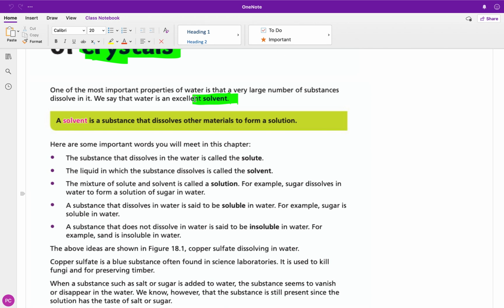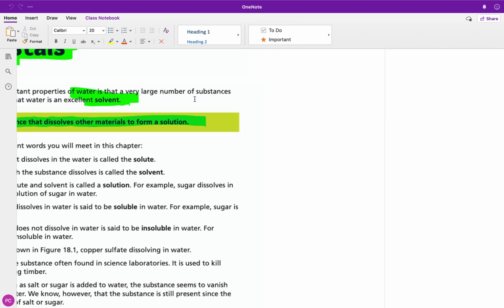So a definition that you need to know: a solvent is a substance that dissolves other materials and makes a solution. So basically what you get is something like this. If you have salt and water, you get salt water. Lo and behold, if you add salt and water, you get salt water. But the salt is a stuff called a solute. So a solute dissolves in a solvent to get a solution.